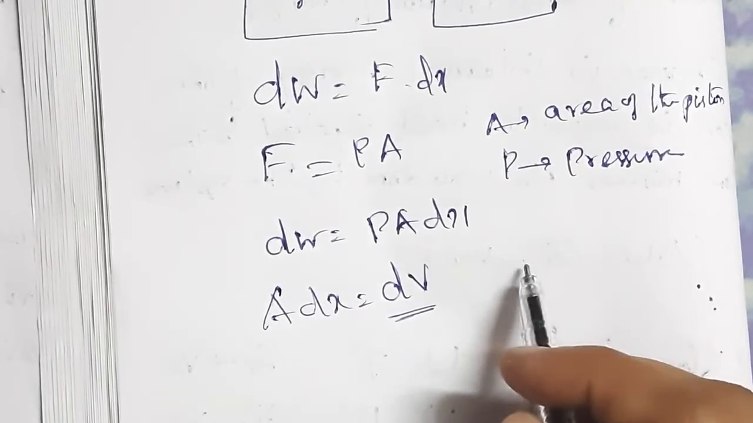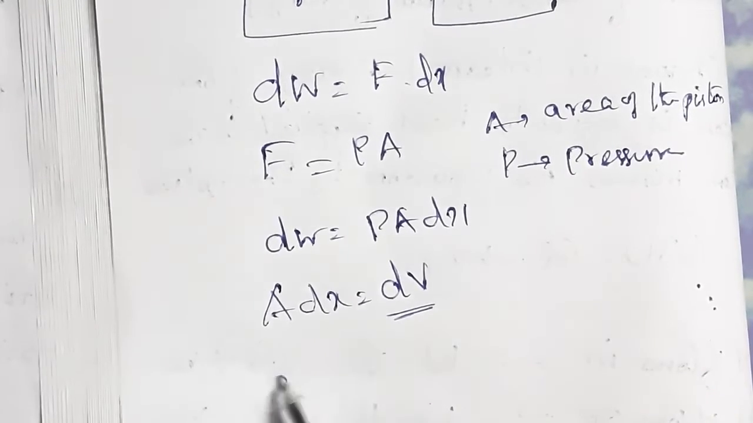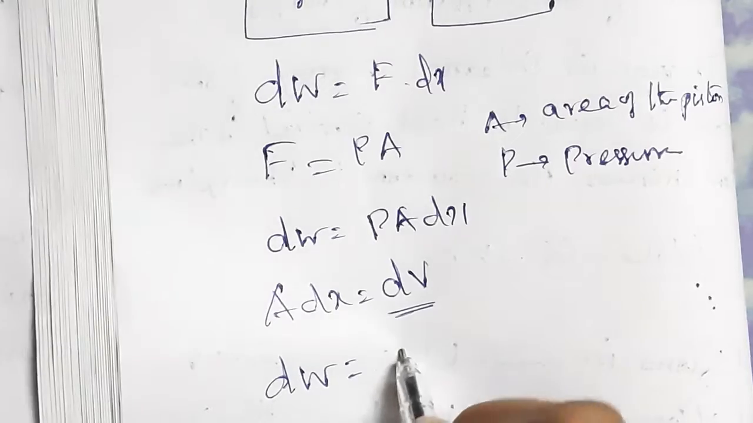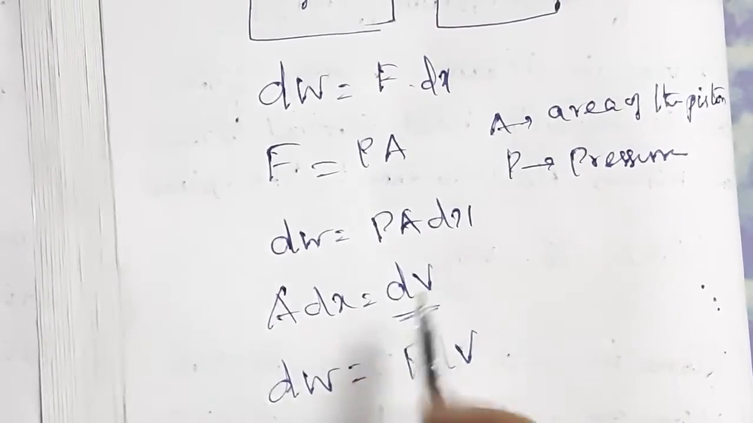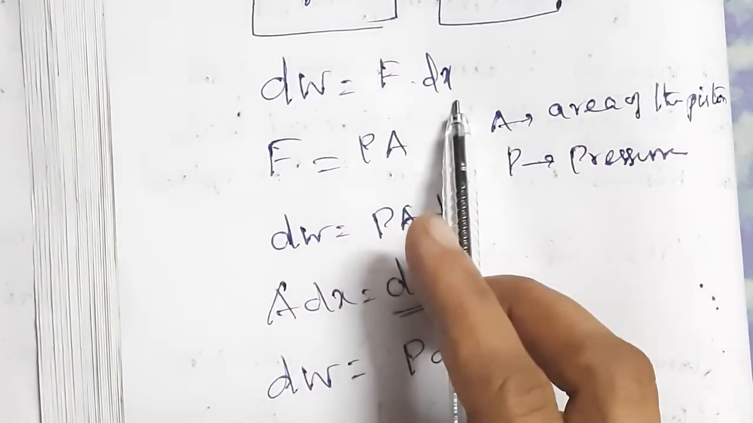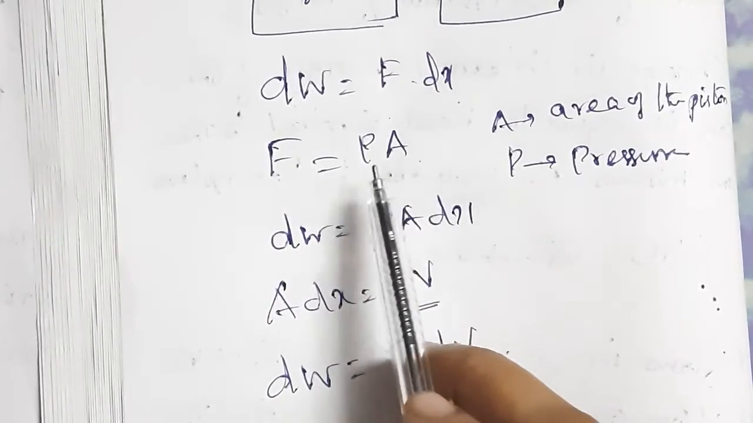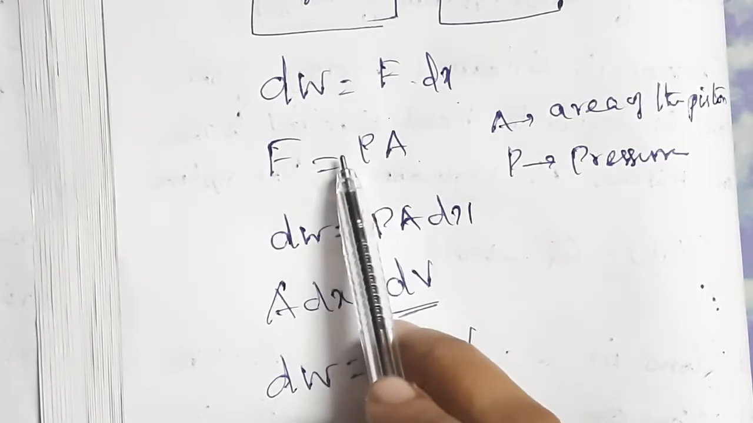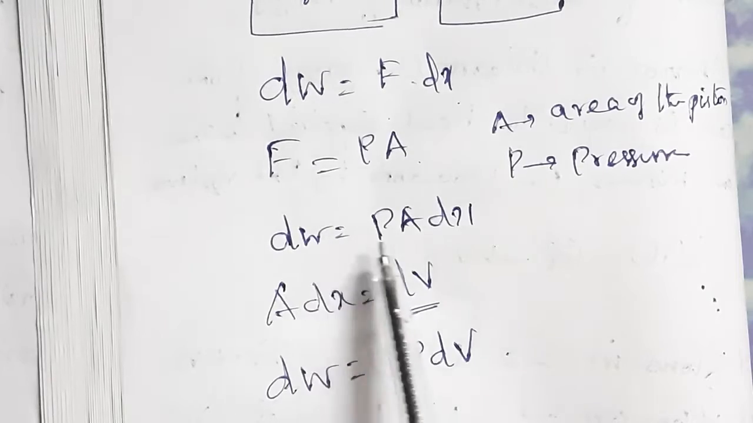Change in volume during this expansion process. Okay. So again the work done can be written as dW is equal to P into dV. So work done can be written as force into displacement. Force can be written as pressure into area. Here A is the area of the piston. P is the pressure exerted by the gas on the piston. Now dW can be written as PA dx.